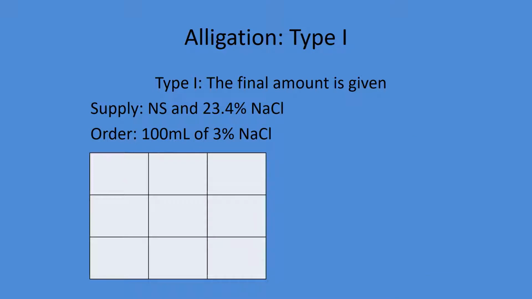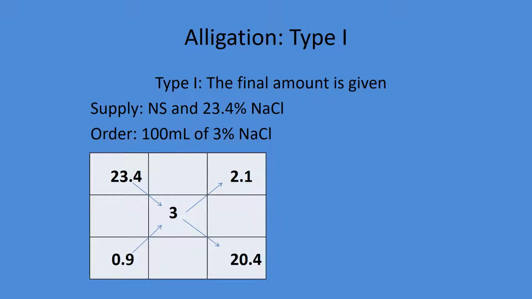Alligation also works with decimals. Let's do this one. The order is 3%. We have a supply of 23.4 sodium chloride, and NS, of course, is 0.9%. Next step, let's find the difference. Here we got 20.4. The difference here is 2.1. We got 2.1 parts, 20.4 parts.